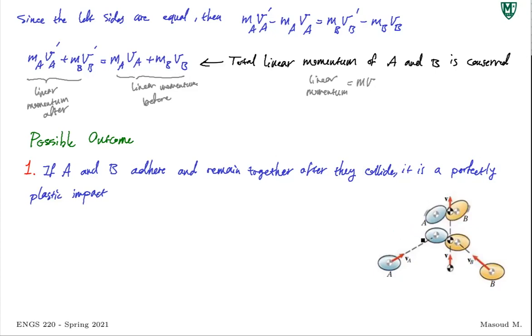In that case, if you use the total linear momentum that we talked about, the conservation of linear momentum, MAVA prime plus MBVB prime is equal to MAVA plus MBVB. In that case, the velocities after impact, VA prime and VB prime, are the same because these two become one object and they move together. The masses add up, so MA and MB you just add them up, becomes one mass. And it moves with the same velocity.